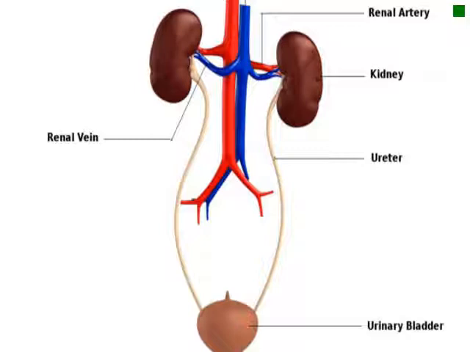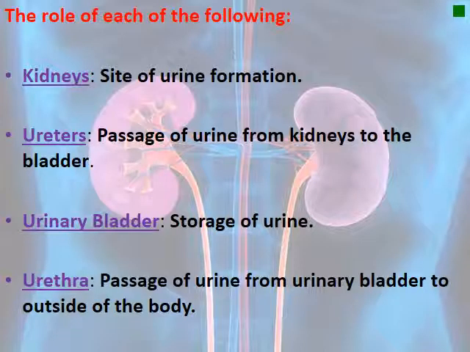Now we're going to move deeply in this chapter to identify the different components and the different functions of this system, the role of each of the following. First, let's start with the kidneys. Kidneys are the site of urine formation. Urine formation is done in the kidneys. So kidneys are responsible for the formation of urine.